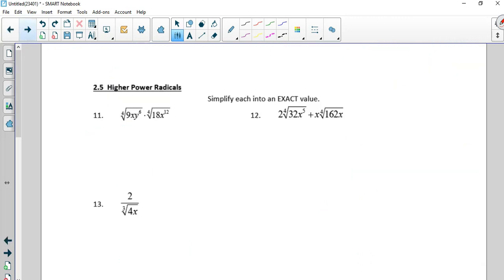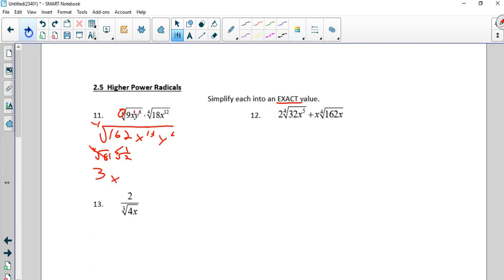2.5. Now this is post quiz 1. Simplify each into exact value, which means no decimals. Again, we're just straight multiplying. 9 times 18 is the 4th root of 162. X to the 1, X to the 12 is X to the 13, and Y to the 6th. Now, 162, we look on the fourth line. Remember, pay attention, fourth line. This is 81 and 2. Fourth root of both. So the 3. 3 times 3 is 9. Times 3 is 27. Times 3 is 81. So this simplifies to just 3.